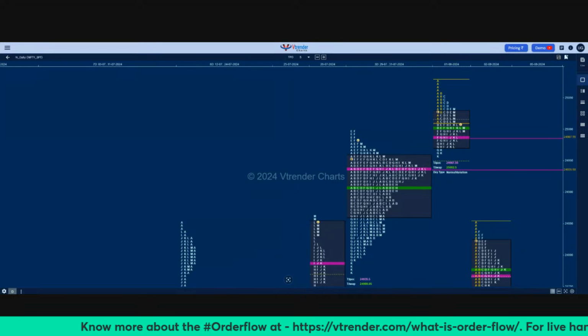So let's have a review of what happened in Nifty spot first, and then we'll move on to Bank Nifty, and then we will have a look at the order flow of both futures.